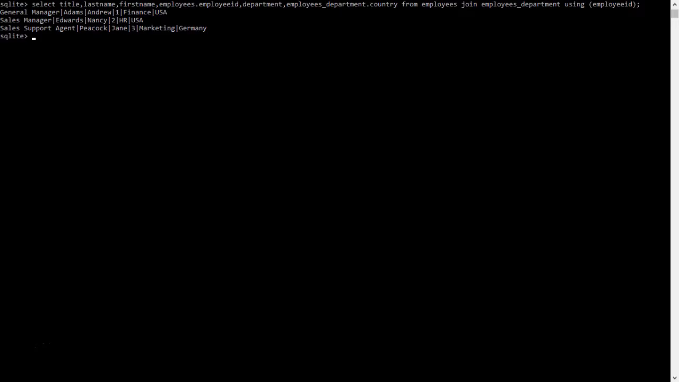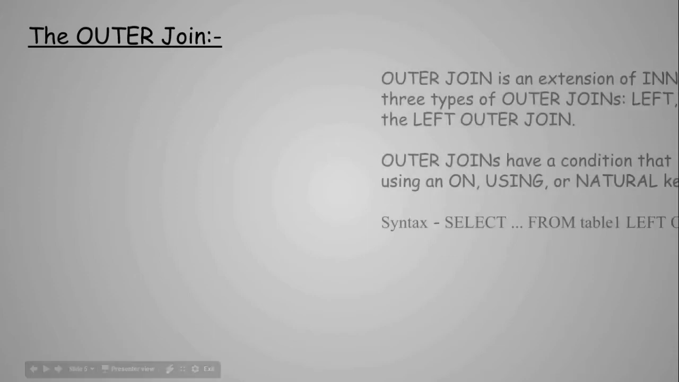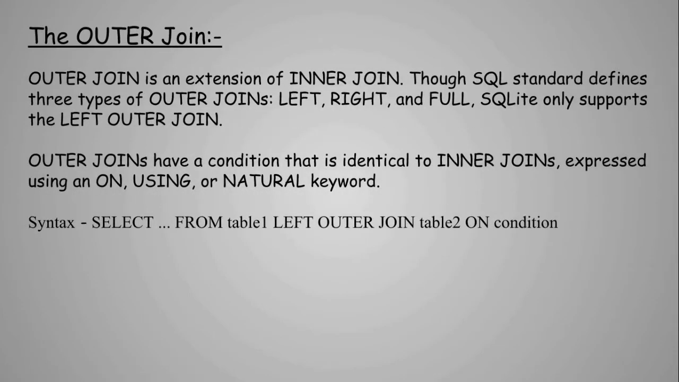Let us focus on the third and last type of join, that is outer join. So outer join is basically an extension to the inner join. Though in the SQL standard there are three types of outer join: one is left, second is right, and third is full join. SQLite only supports one of those, that is left outer join.